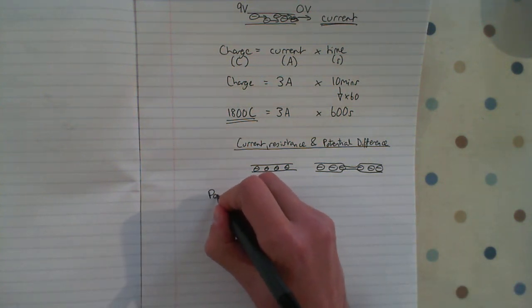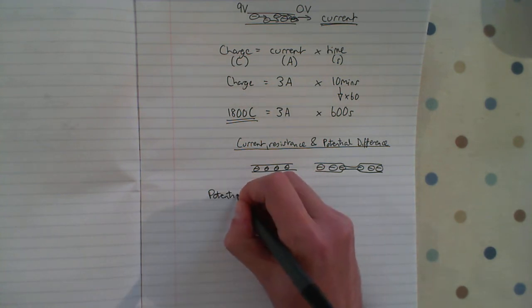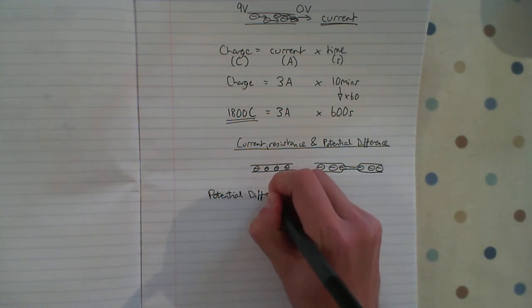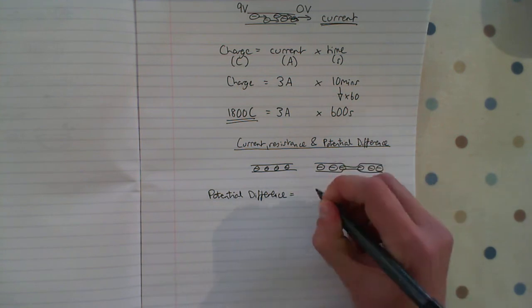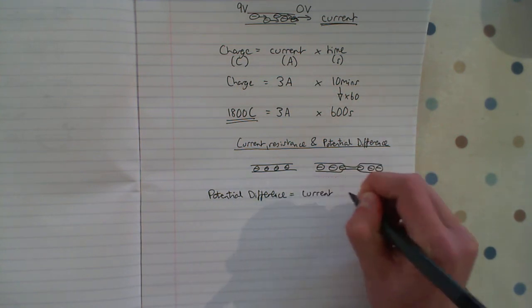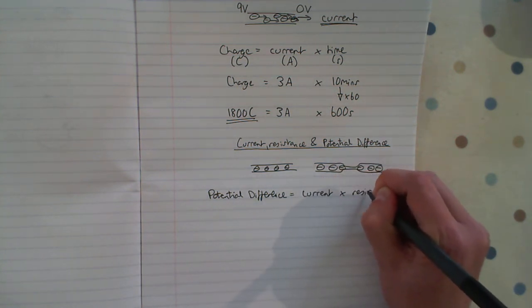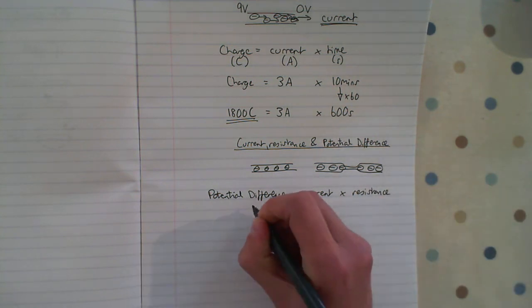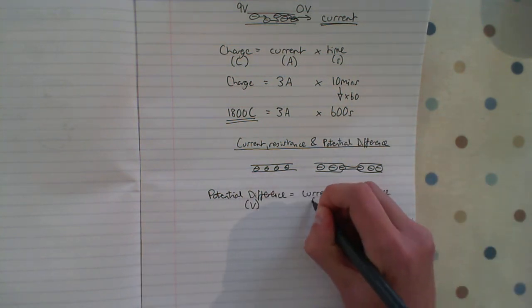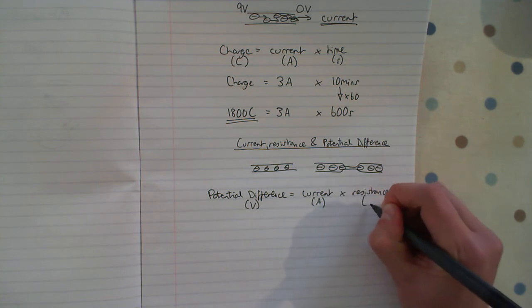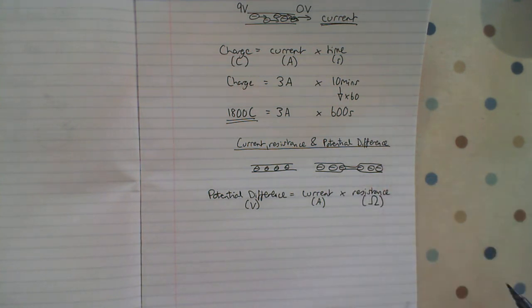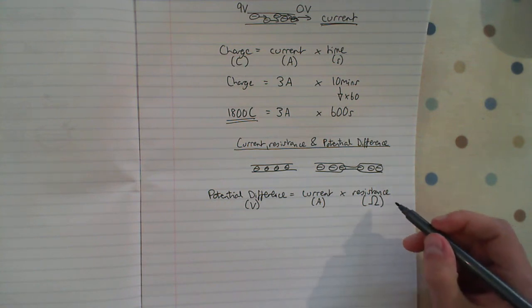And current, resistance and potential difference are all linked by the equation: potential difference equals current times resistance. Potential difference is measured in volts, current is measured in amps, and resistance is measured in ohms, with this Greek omega sign. So how do we find resistance?